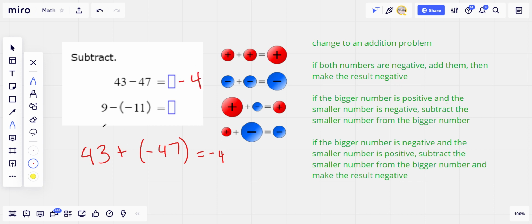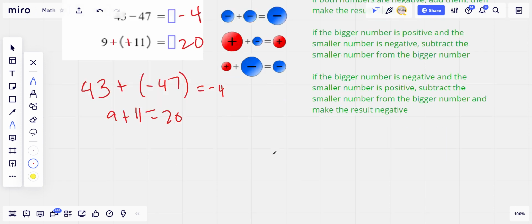All right, let's try the next one. This says 9 minus a negative 11. Aha, I've got two negative signs in a row. They become a positive. So this is really just 9 plus 11, and that is 20. So that one wasn't too hard. Let's try a couple more.